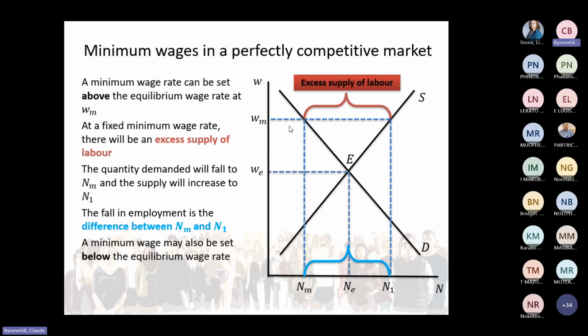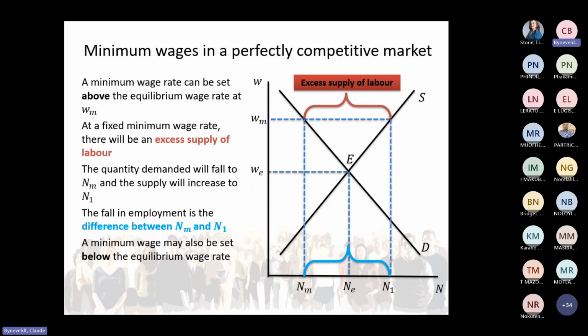At WM, you go to the point where it intersects the demand curve, and you go downwards, and you will see it's NM. So there's a higher wage. The minimum wage is set above the equilibrium wage, so the quantity demanded of labor will fall to NM because the wage rate is higher. Firms will demand less labor, which is actually negative, and that can lead to retrenchments or job losses.